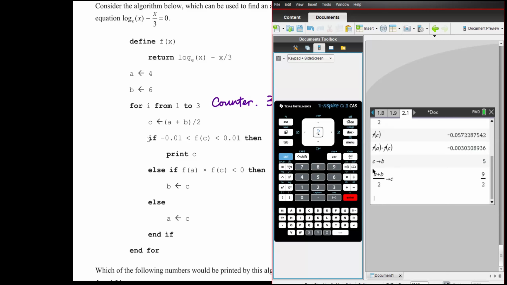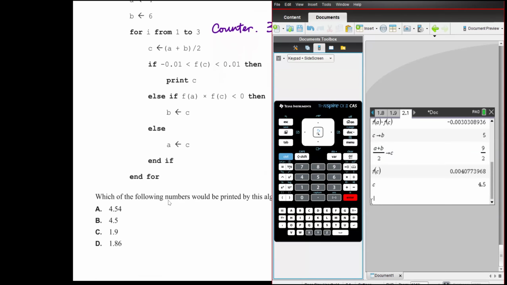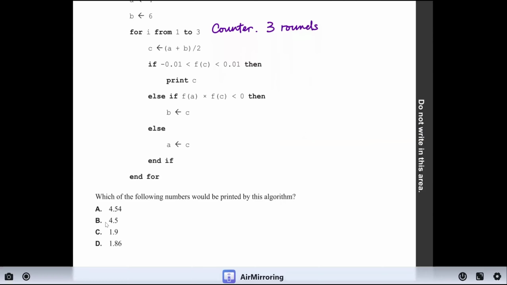And now I'll go back to the second round, the first if. I'll try f of C, control enter. This time I do have a value between minus 0.01 and 0.01. So now I can follow that if condition to print C. So what is my current C here? 4.5. Which of the following numbers will be printed by this algorithm? Option B.